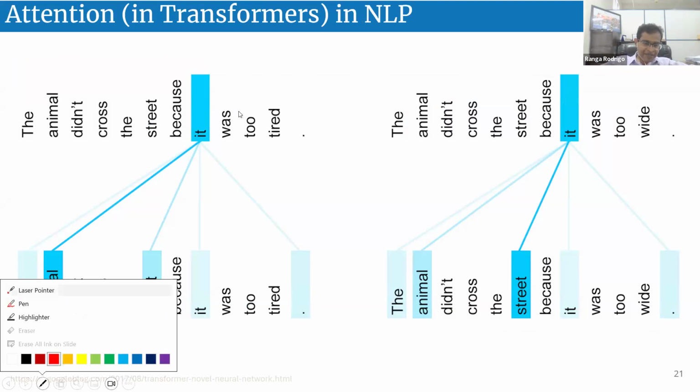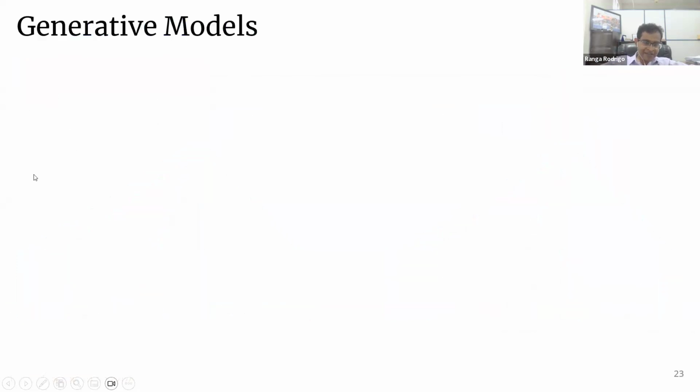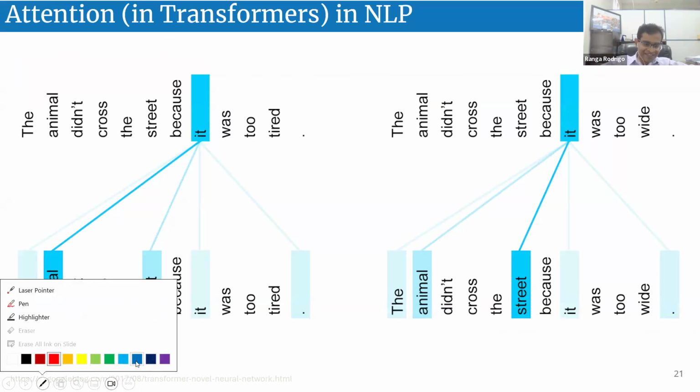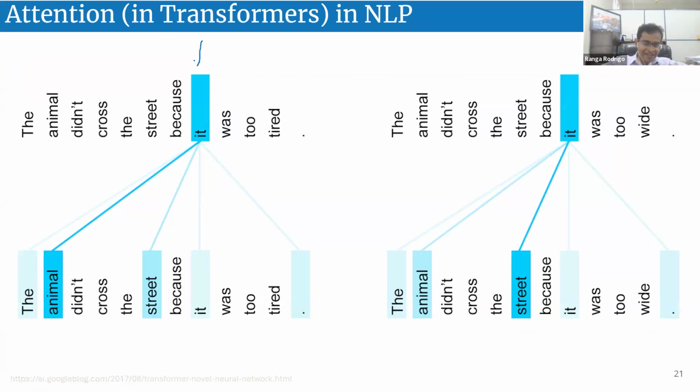Here you can see a sentence. You cannot see the sentence now. Here you can see a sentence. And we have highlighted the word it. The animal didn't cross the street because it was too tired. What does it refer to? Okay, because you are human beings, you know how to attend to words, you will say it refers to the animal, not the street.